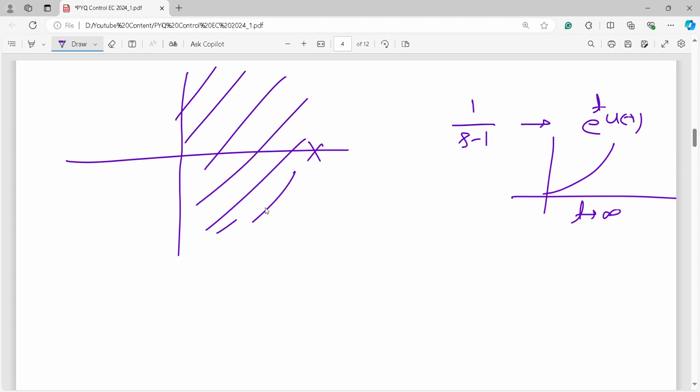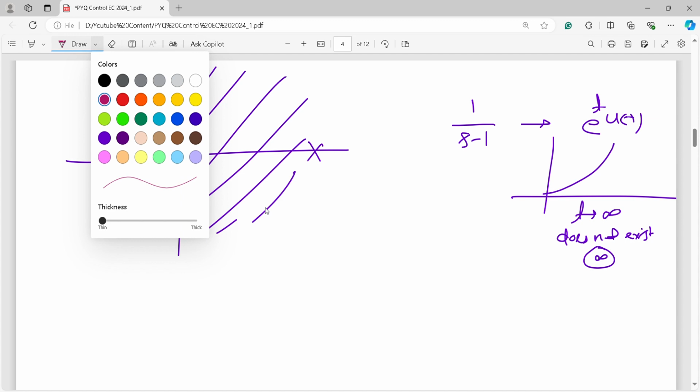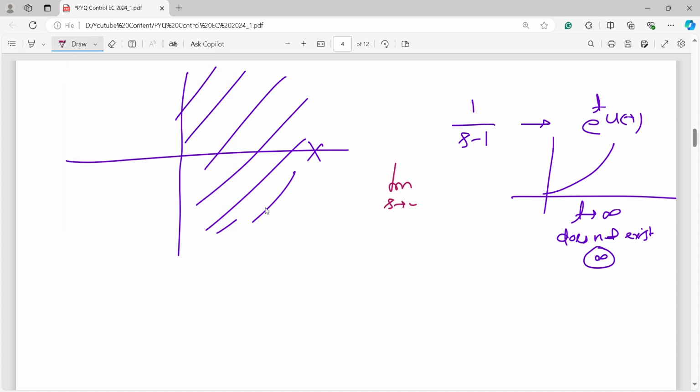Okay, so here the final value does not exist, right? We know that the final value does not exist because this value goes to infinity. But if you apply the final value theorem here, okay, so let's apply. So it will be 0 as the answer. So this is an incorrect answer.